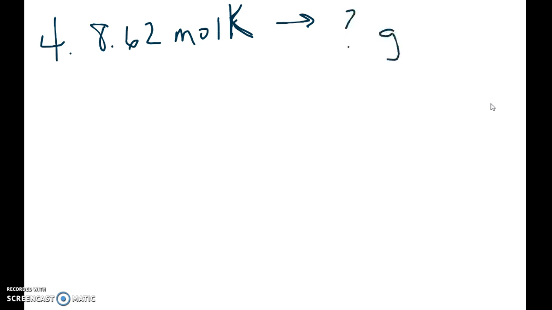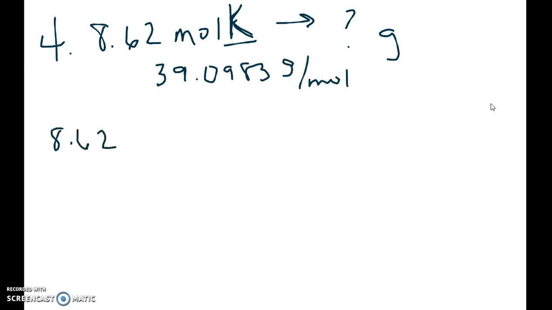So the next one I'm going to do is problem number 4. Problem number 4 says I'm starting with 8.62 moles of potassium, and I want to know how many grams that is. So, like if I were to weigh it out on a scale, how much would 8.62 moles of potassium weigh? Well, because I'm dealing with grams again, I'm going to need to have the molar mass. And since this is just an element, I look on the periodic table, and I see the molar mass for potassium is 39.0983 grams per mole. So that's what I'm going to use as my conversion factor.